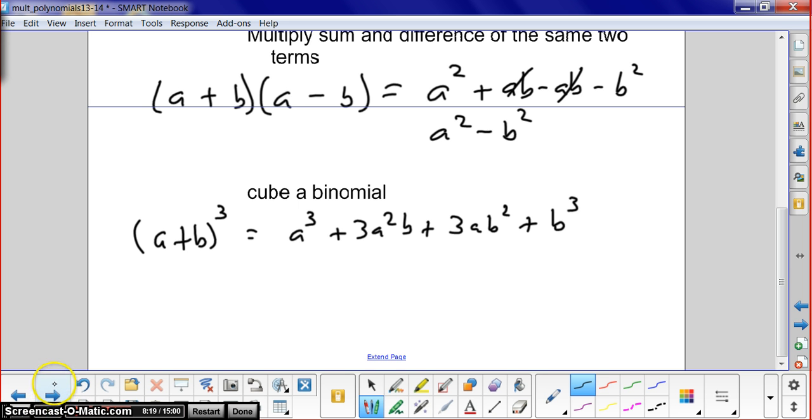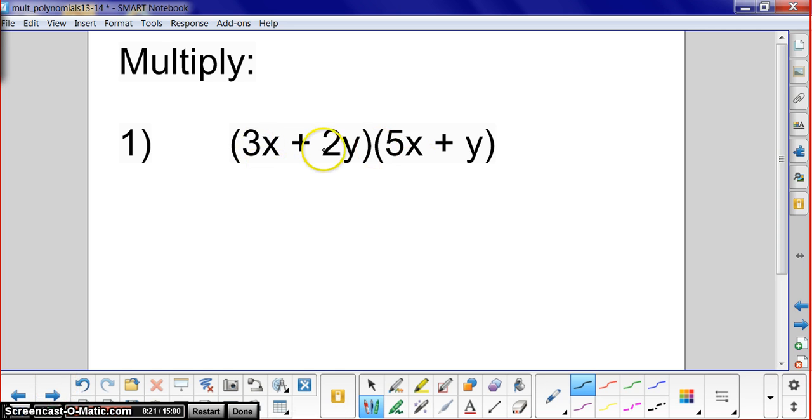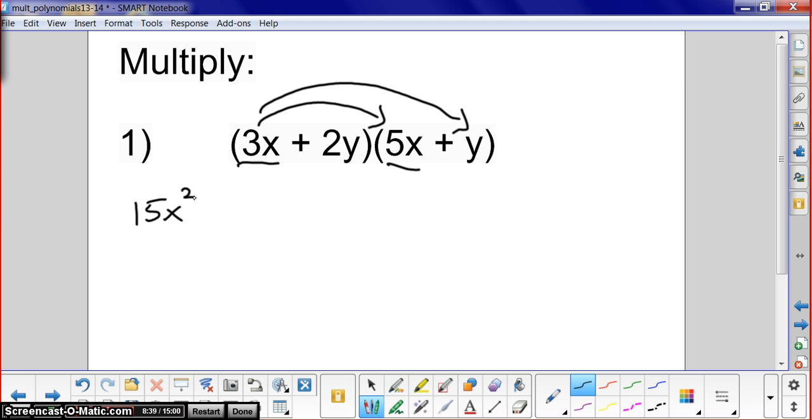Let's go. Okay, here we have a binomial times a binomial. Two terms times two terms. So for me to start this process, I'm going to take this first term, 3x, and I'm going to distribute it into every term over here. So into these two terms. 3x times 5x. 3 times 5 is 15. X times x is x squared. And now I have 3x times y. Both positive, so I end up with 3xy.